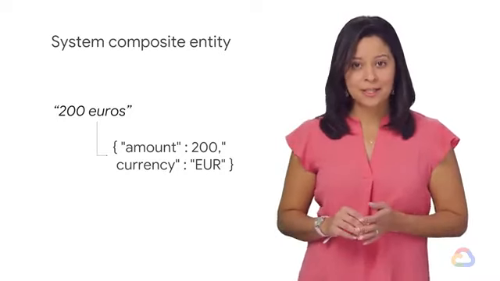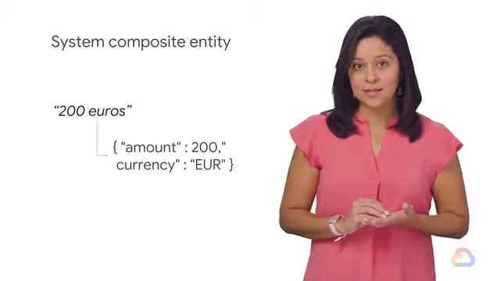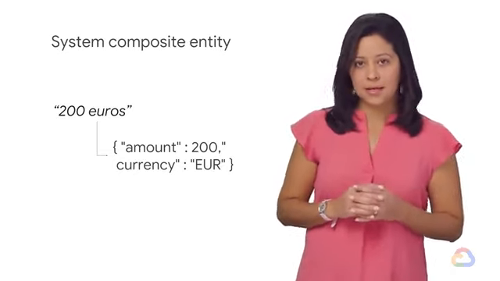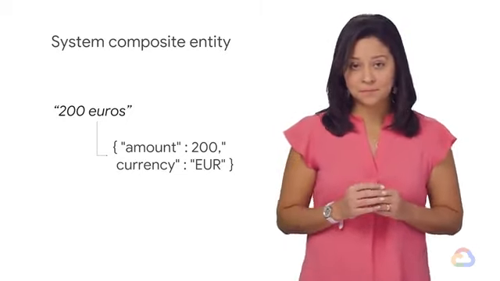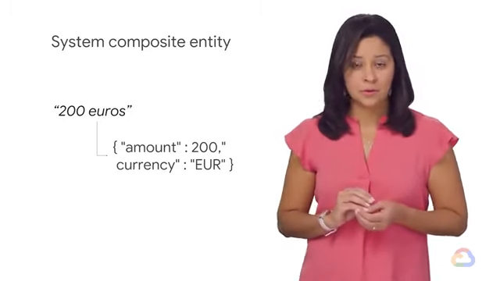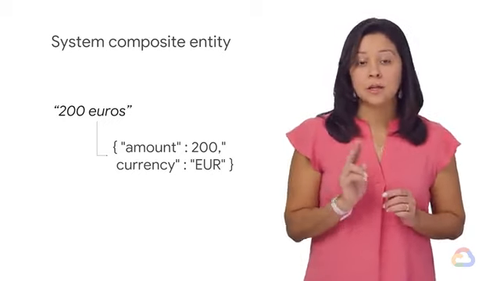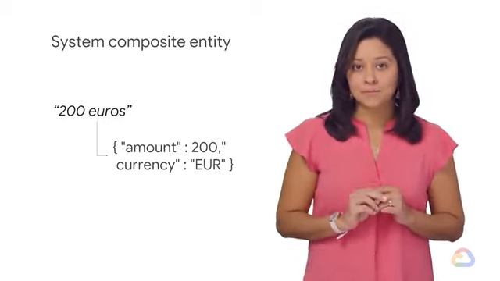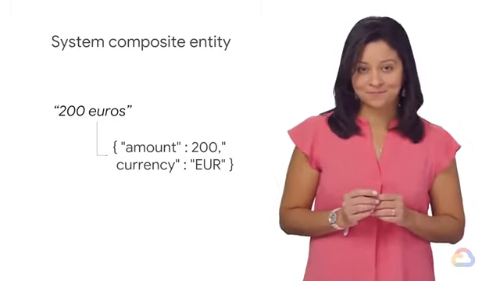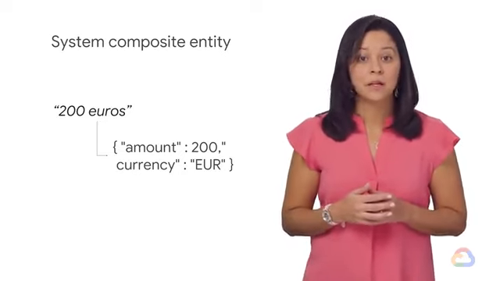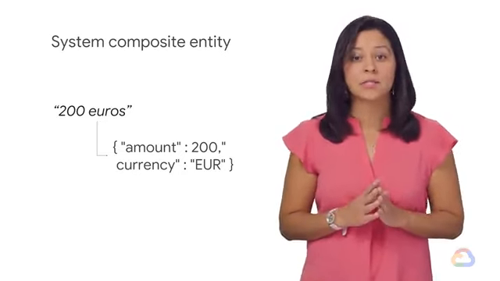Up to this point, we've looked at composite entities and system entities individually. But what about system composite entities? For example, if the user says 200 euros, Dialogflow returns an object type value consisting of 2 attribute value pairs, amount and currency. Visit the reference section at the end of this module to find the documentation of all of the system entities currently supported.